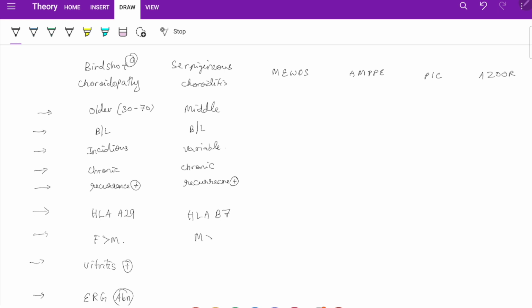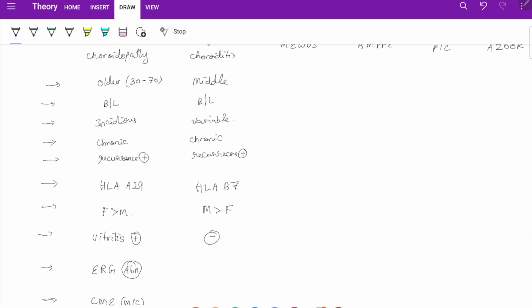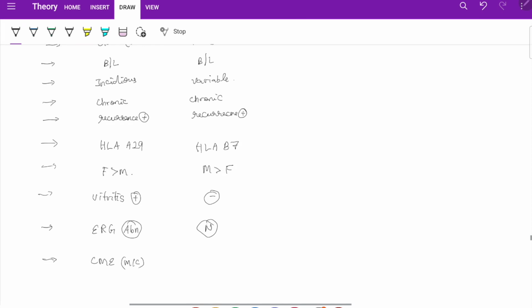Here it is the opposite: most common in males than females. Here vitritis is going to be absent, so there is no vitritis, and the ERG will be normal. This is also called helicoid choroidopathy. So a special name is there for this. What is this called as? Helicoid choroidopathy.